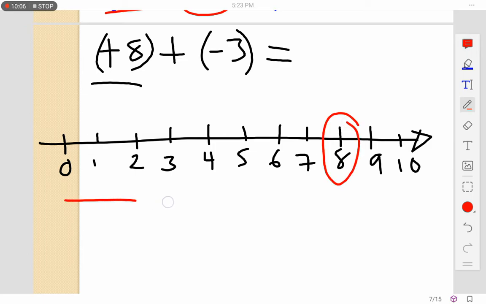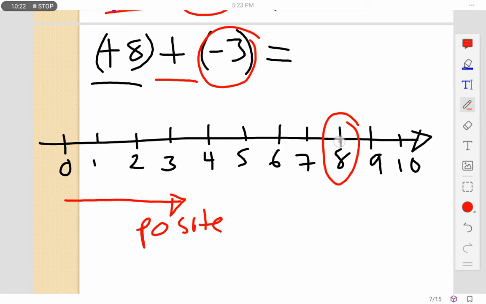Remember, we said numbers going up from 0, they are positive. So I've got my plus 8, and I'm saying plus, meaning I should go in the positive direction. Then I've got minus 3, so I have to take away 3. I will take away 3, minus 1, minus 2, minus 3. So if I do that, I'll get a 5. It's a plus 5. So your answers, you can write them as plus 5 or 5 without a plus sign.